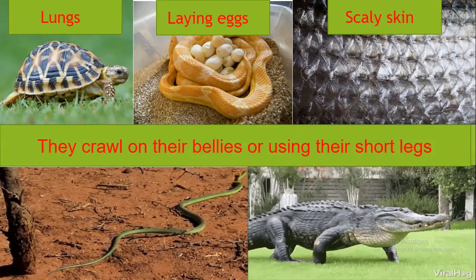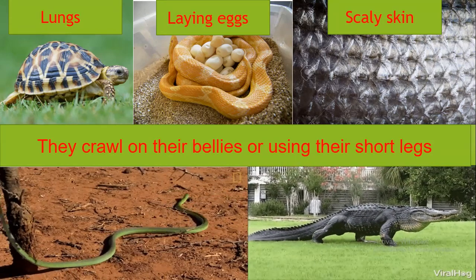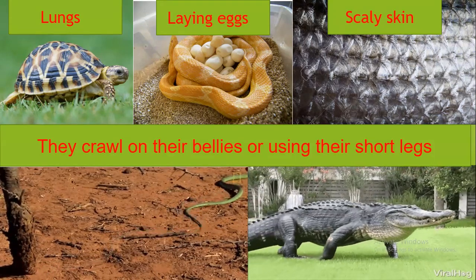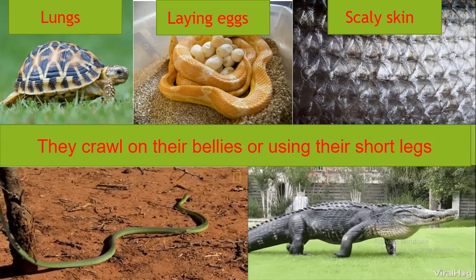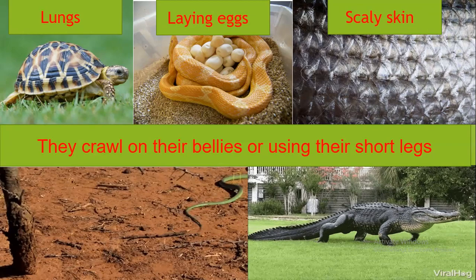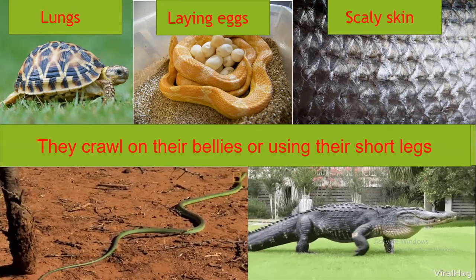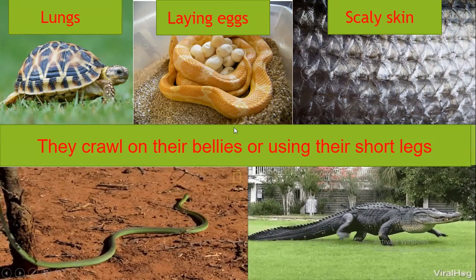Now, moving on to invertebrate animals. Invertebrate animals, that means that they don't have backbones. And you know that most of the animals on earth are invertebrate.